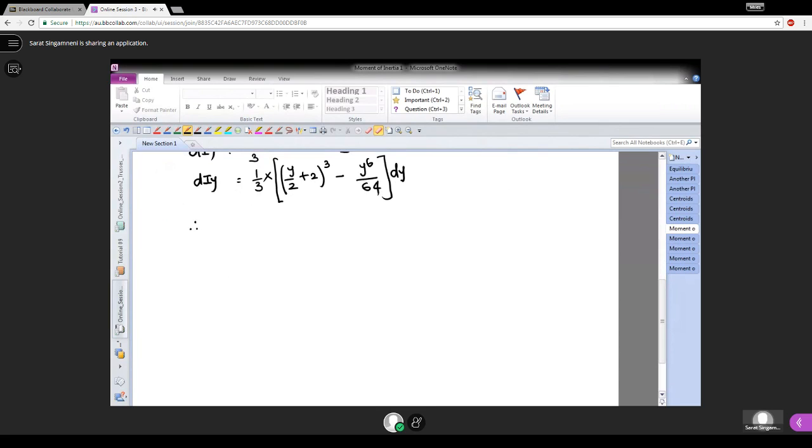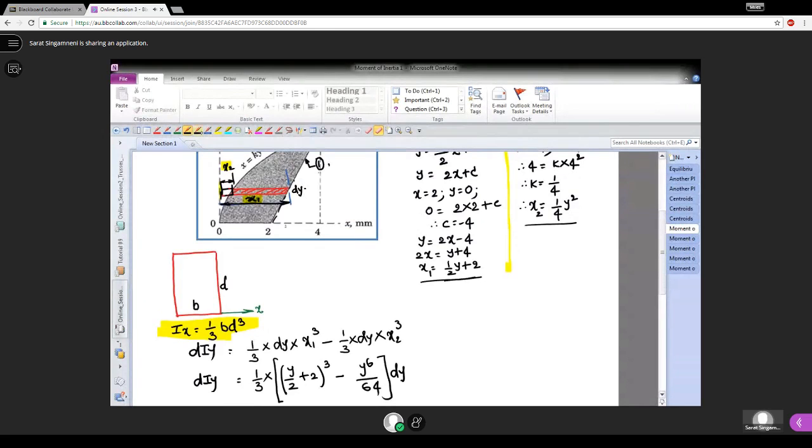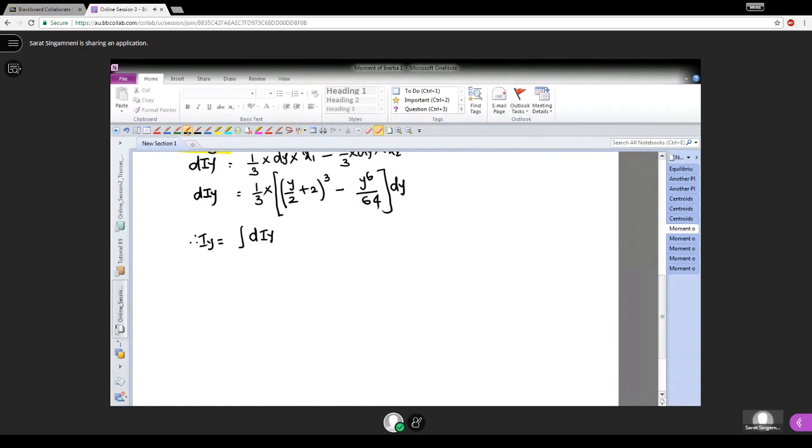Therefore, the total moment of inertia about the y-axis is equal to the integral of diy as you move that strip, which is considered at an arbitrary height y from here. As y is varied from 0 to 4, this is equal to 1/3 integral 0 to 4 of (y/2 plus 2) whole cube minus y⁶/64 dy.